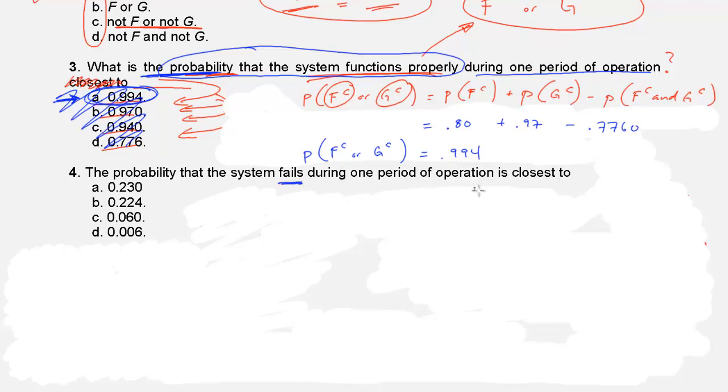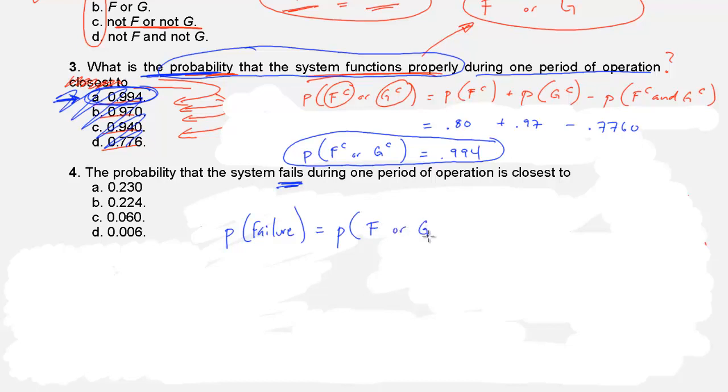So the system can only do two things. The system can only function properly, or the system can fail. So we've already determined that there's a 99.4% chance that it will function properly in part 3. So the probability that we have failure, which we've already earlier on identified, is the same as the event F and G. It should be easy to see that this is just going to be 1 minus 0.994, because if the chance of it functioning properly is 0.994, the remainder will be the chance of it failing. So I can already see that this is going to be 0.006.